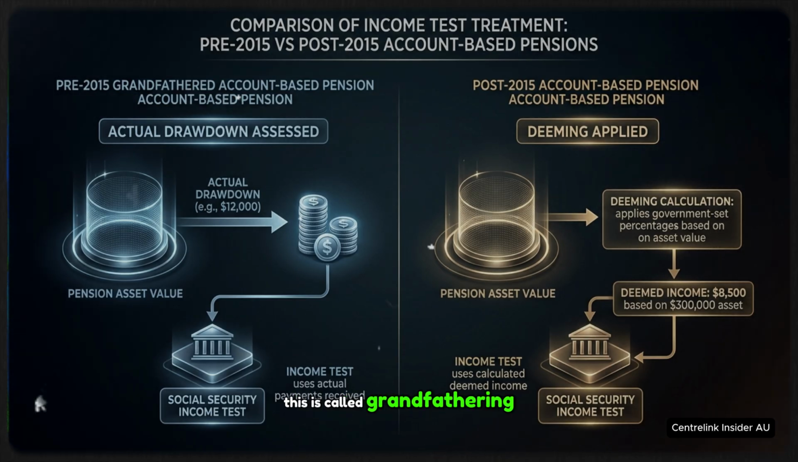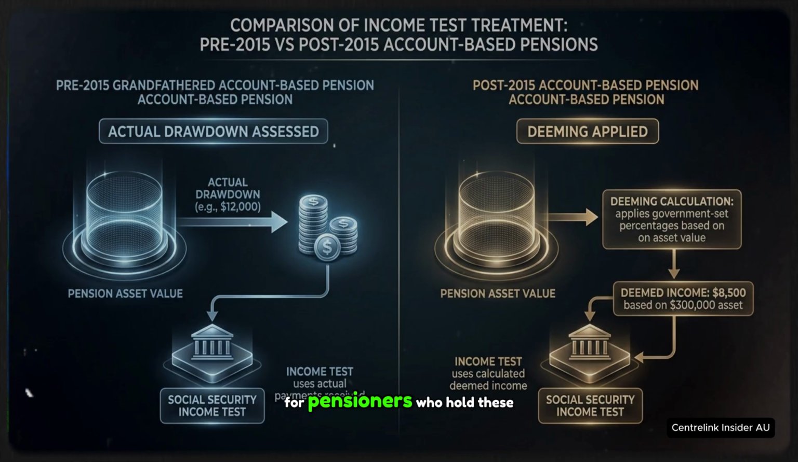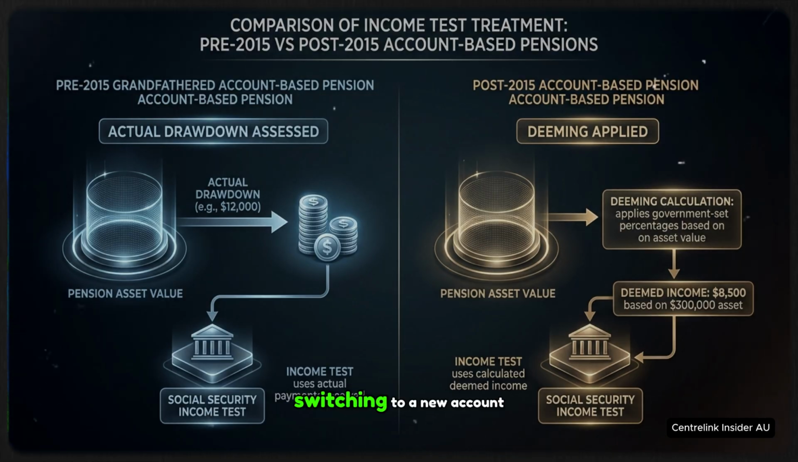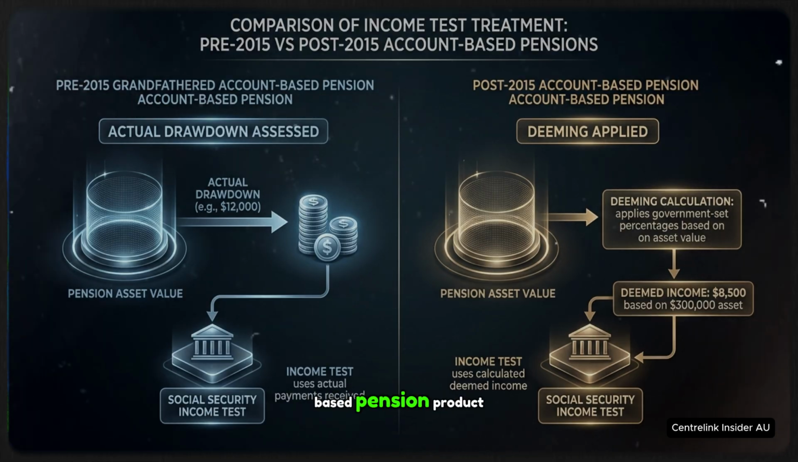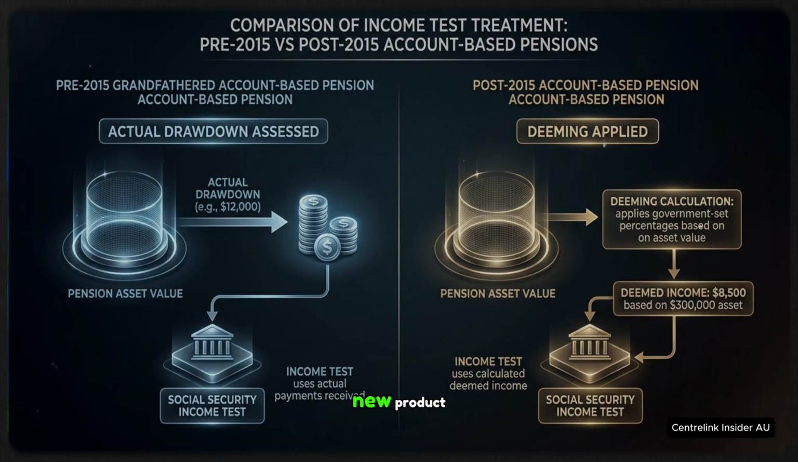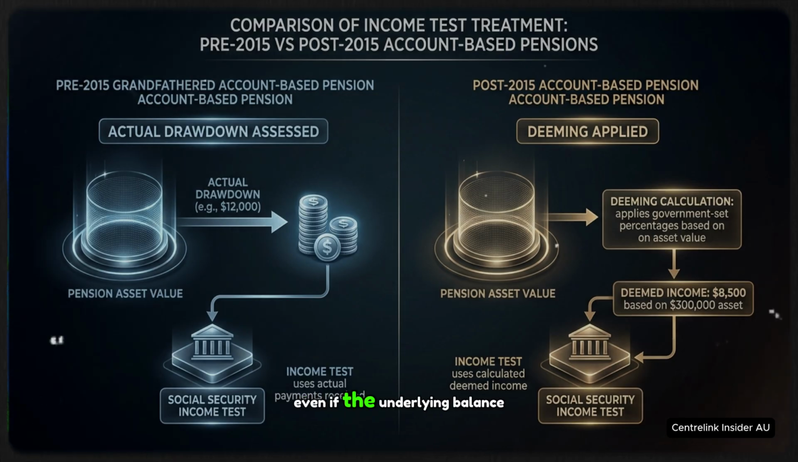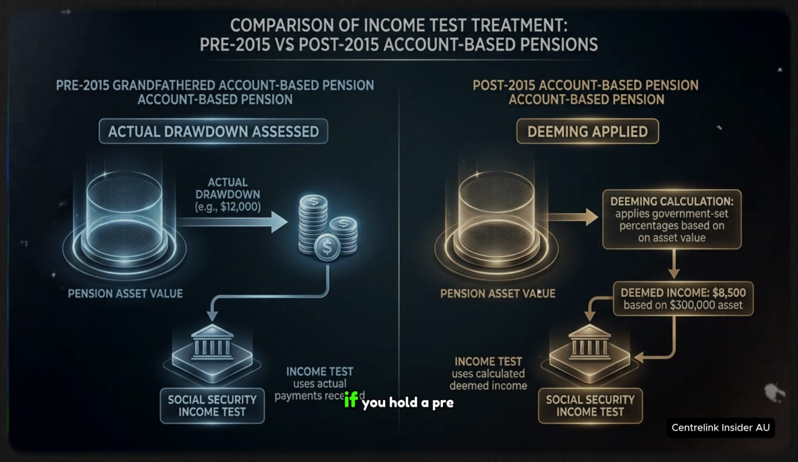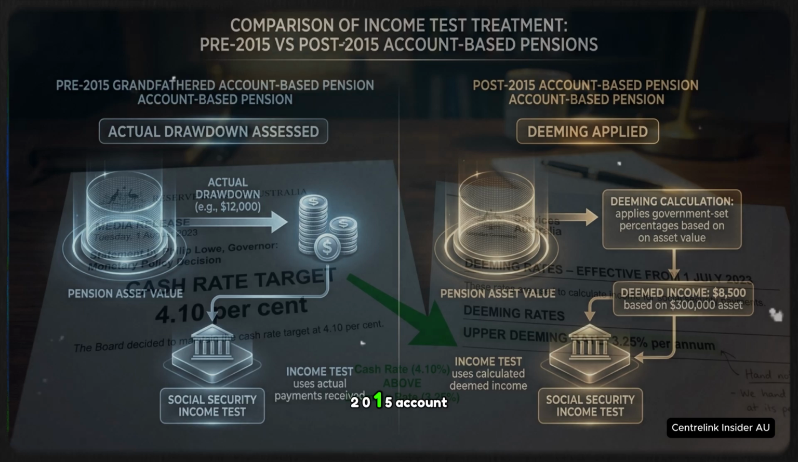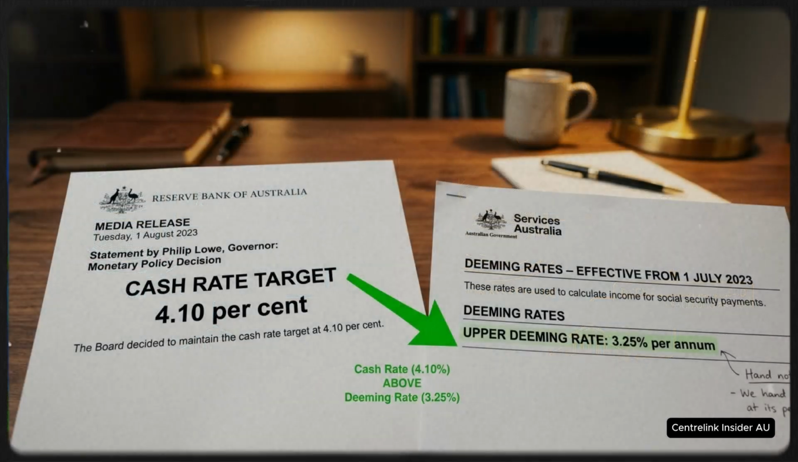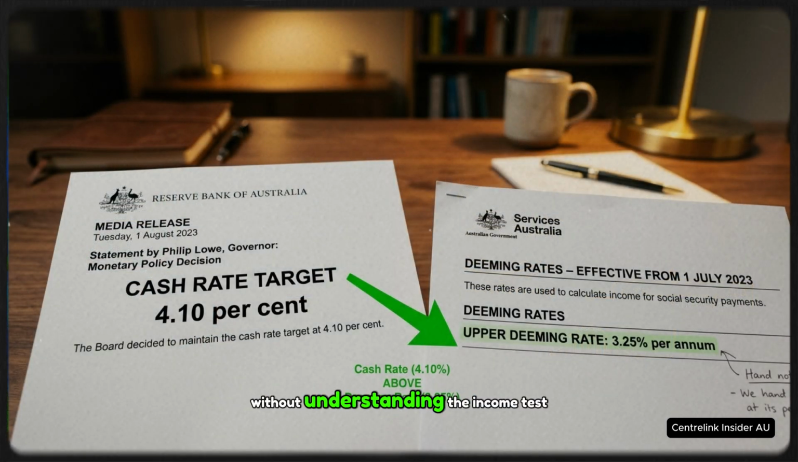This is called grandfathering. For pensioners who hold these older products, switching to a new account-based pension product would trigger deeming on the new product, potentially increasing their income test assessment even if the underlying balance is the same. If you hold a pre-2015 account-based pension, do not switch products without understanding the income test implications of doing so.